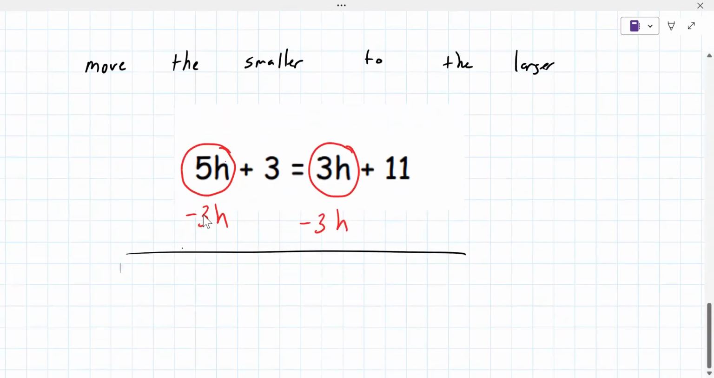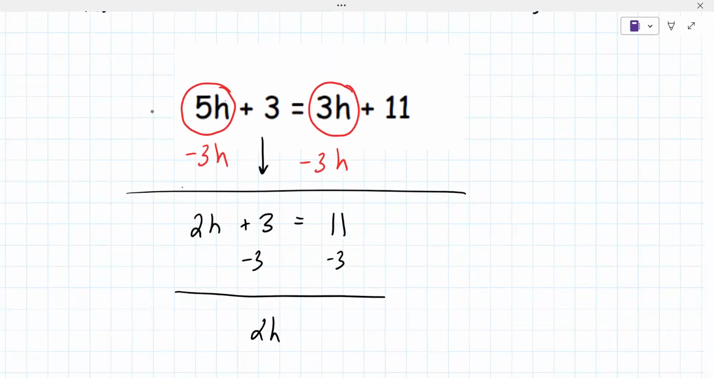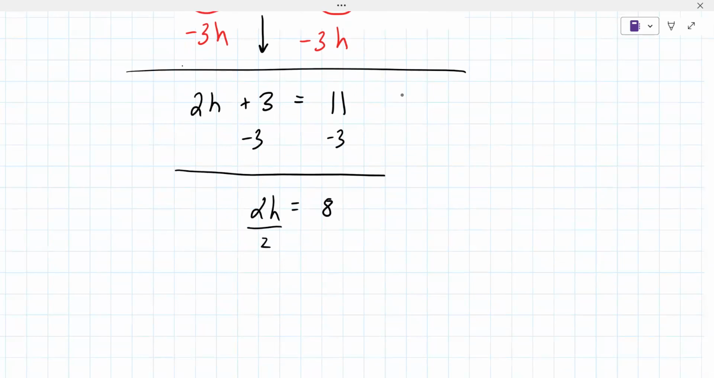Okay, so 5H minus 3H is 2H. You bring down the other stuff. Equals 11. And then do you do this the same as the other way where you would subtract 3 from both sides? Exactly. It's subtract 3 from both sides. 2H equals 8. And then divide each by 2. Yes. So it would be H equals 4. Very good.